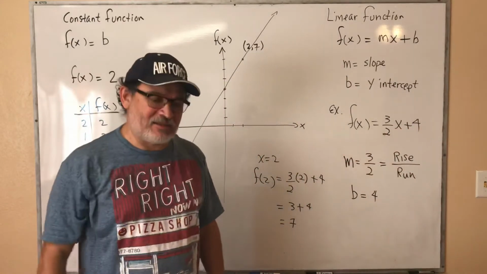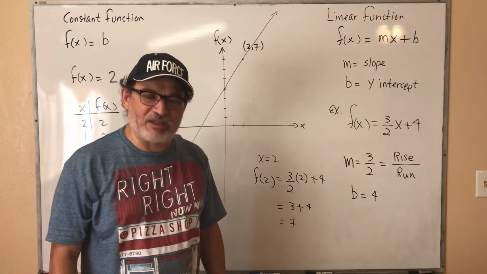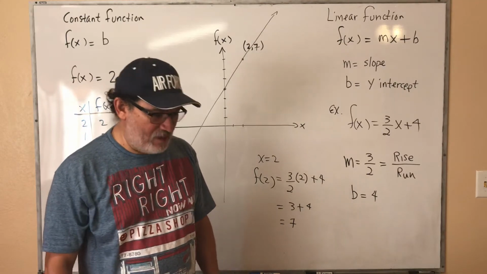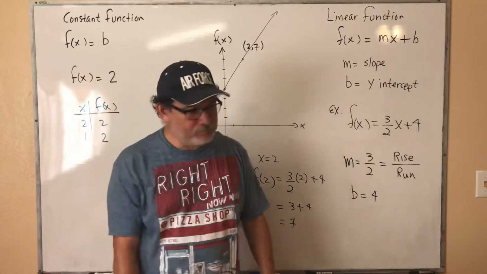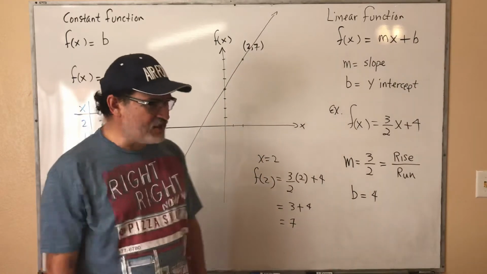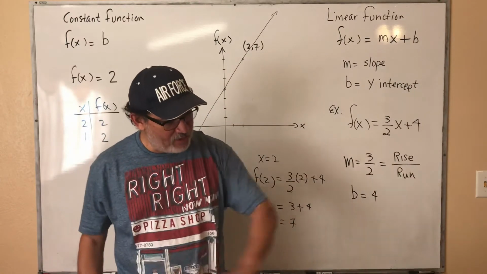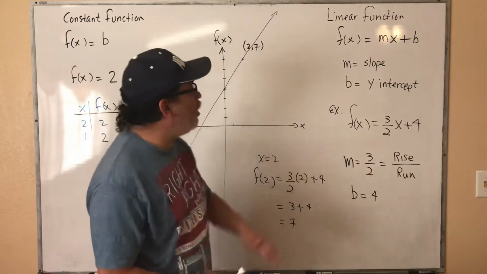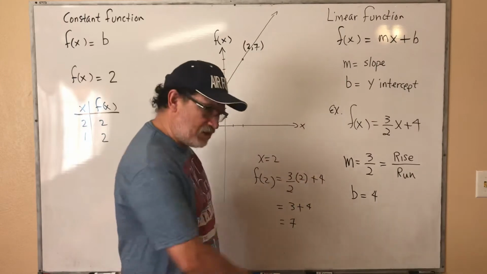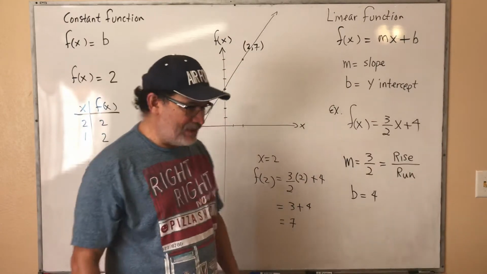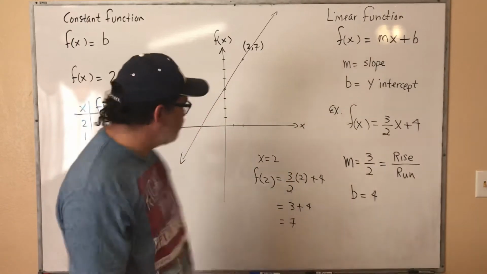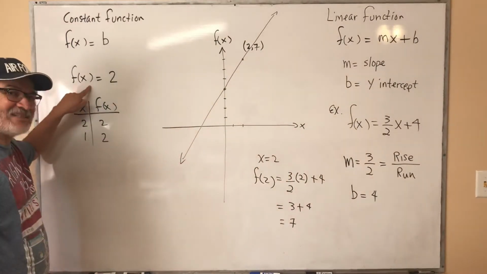Can you guys guess what the slope is on a horizontal line? Think about it this way. If you walk on this floor, what is the slope of this floor? Because this floor is really horizontal. This wall is vertical, but the floor is horizontal. Can someone tell me what the slope of this floor is? The slope is 0.